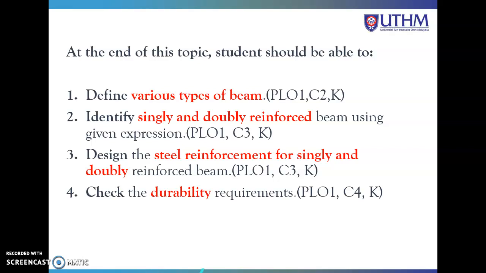Okay, hari ni punya topik, you guys should able to define, at the end of this topic lah, you guys should able to define the various type of beam, identify the singly and doubly reinforced beam by using the given expression, design the steel reinforced for singly and doubly reinforced beam, and also check the durability requirement.